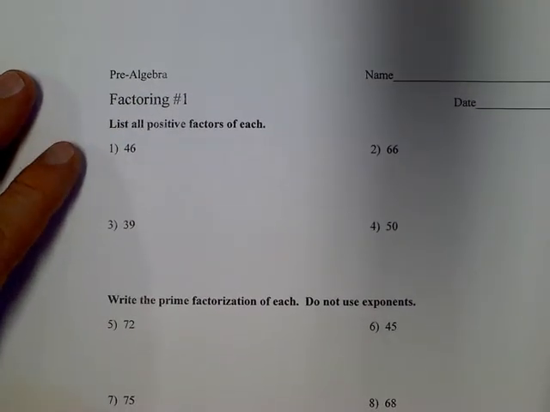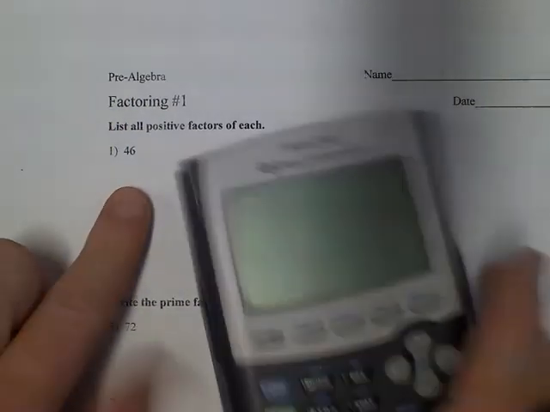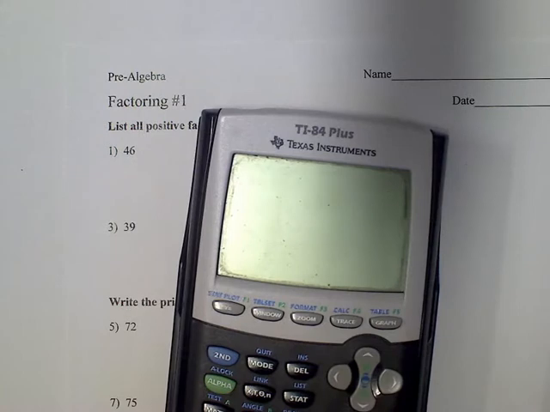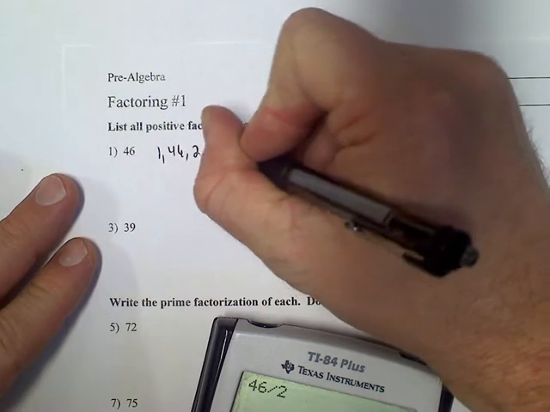All right, so list the factors. Factors mean what can go into these numbers. So what I like to do is I know 46 is divisible by 1, obviously. 46 divided by 2 gives me 23. So I know 1, 46, 2, 23.